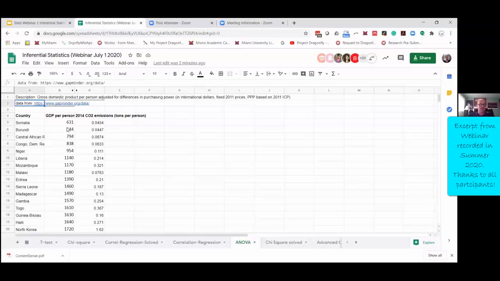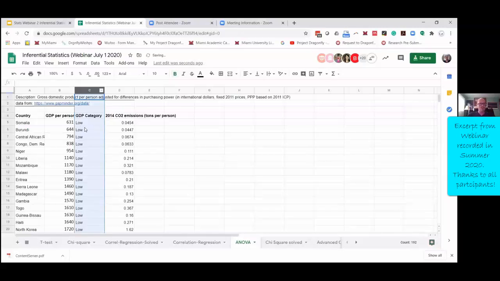Now, the way I would probably approach this would be that there is probably a correlation between GDP per person and the CO2 emissions per person. So wealthier countries would have more CO2 emissions. And we would use a correlation regression for that, which is what Jill's going to show with a different data set.